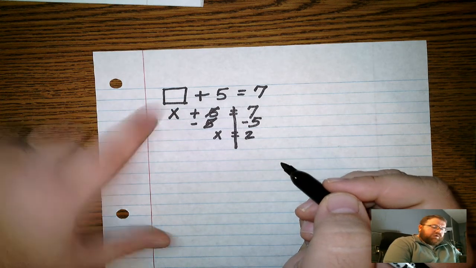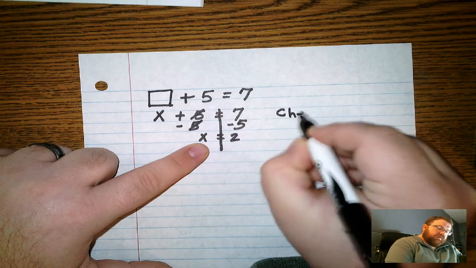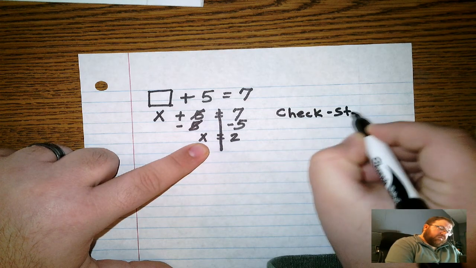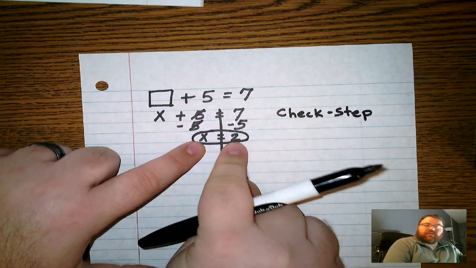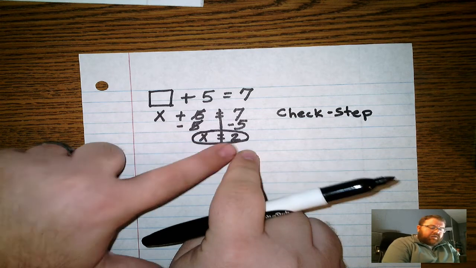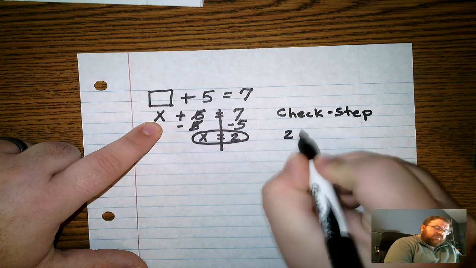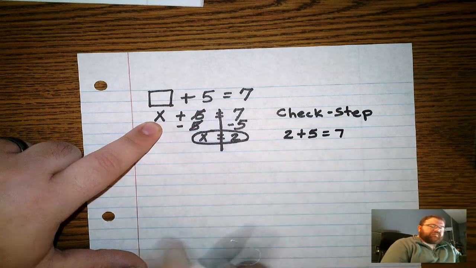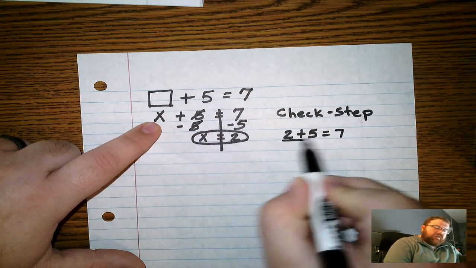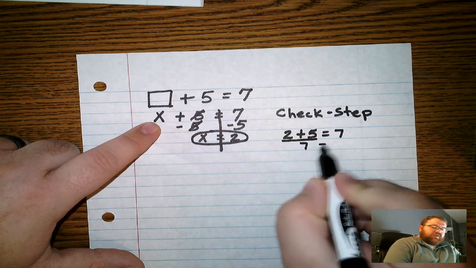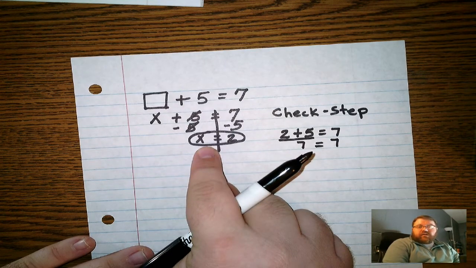Now, to determine if we got the right answer, there's something called a check step. A check step is when we take the value we determined the variable to be equal to and substitute it back into the original equation. So in this case, it would be 2 plus 5 is equal to 7. Then we simplify the left-hand side. 2 plus 5 is 7, is equal to 7. We know that is a true statement, so we know that the correct answer is x is equal to 2.